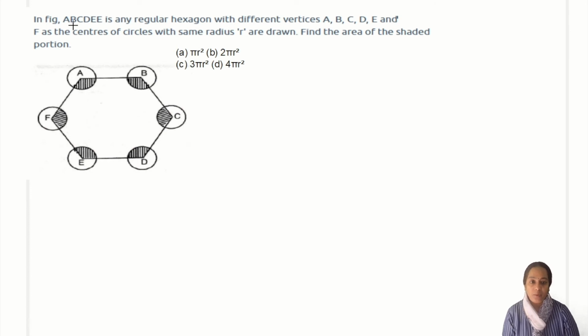So now here we have the next question. In the figure, A, B, C, D, E, F is a regular hexagon with different vertices. So there is a hexagon figure with 6 vertices. At the centers of the circle of radius R, find the area of the shaded portion. So look at the shaded portion in the figure, children.